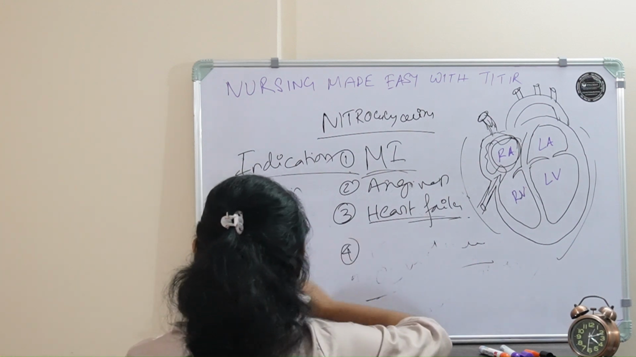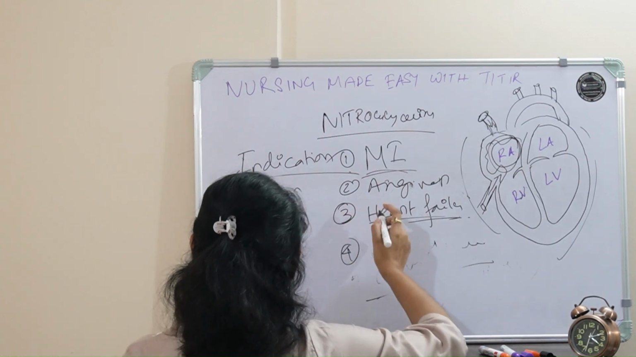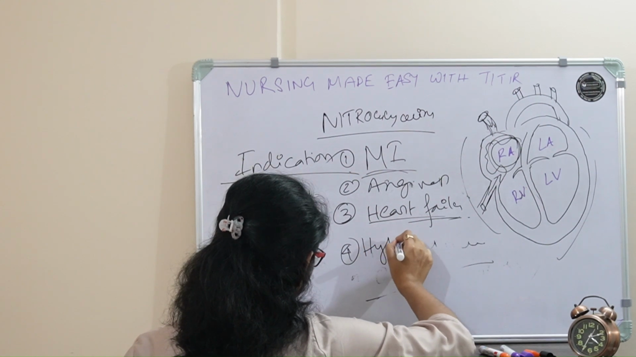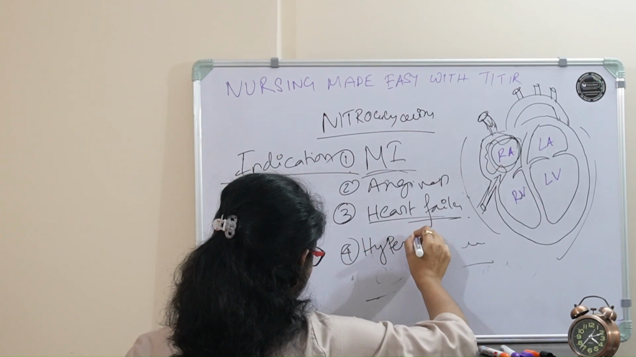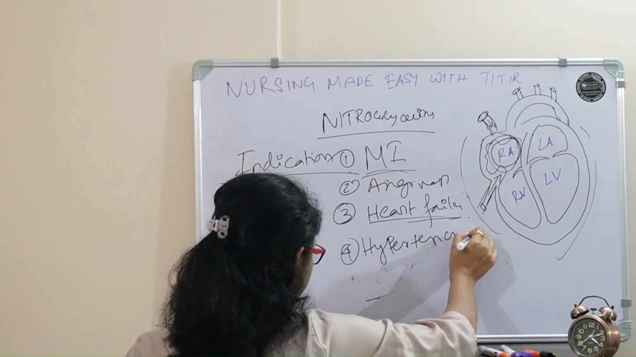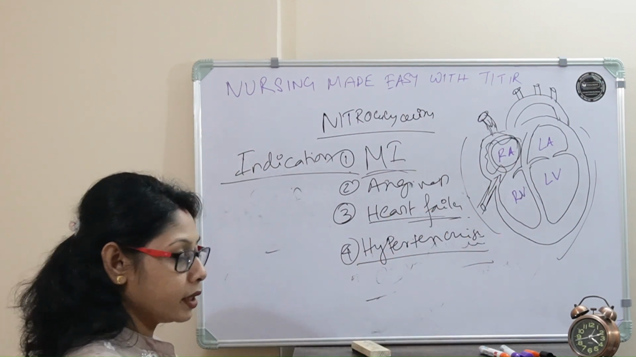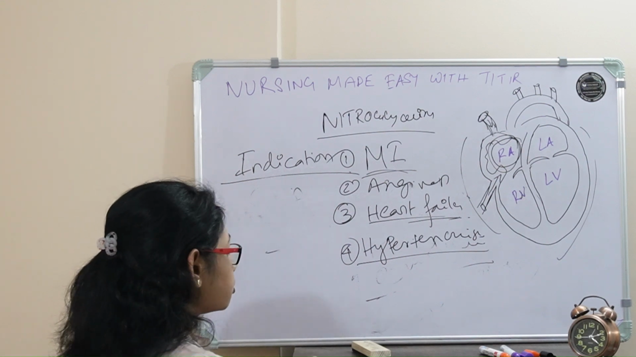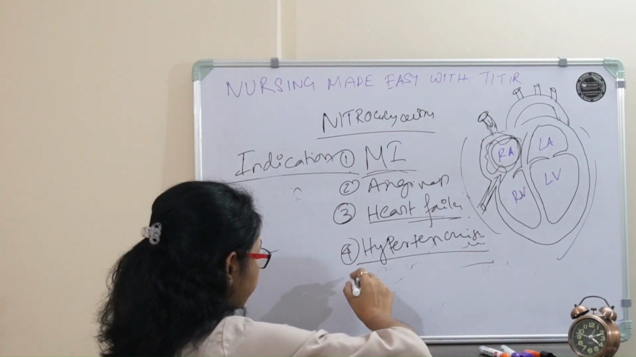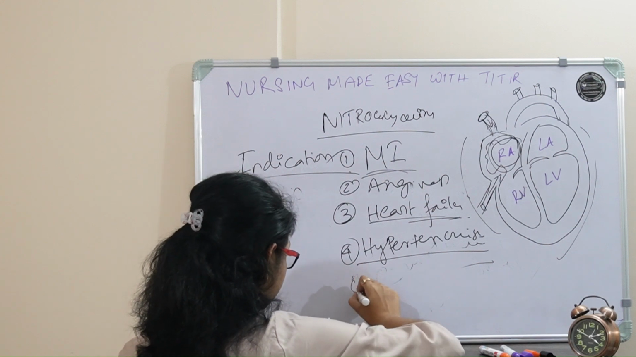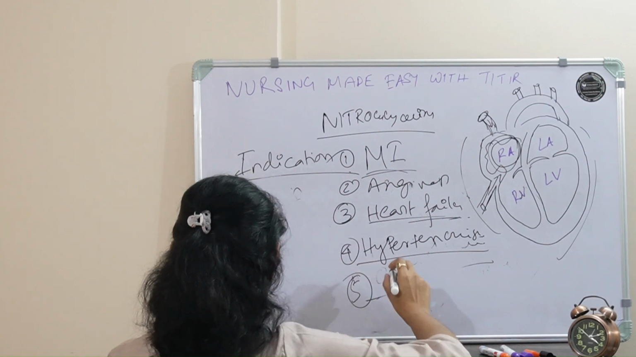Fourth point is hypertension crisis. Because of the vasodilation effect, the BP will be reduced. So we can also use this drug as an antihypertensive drug.